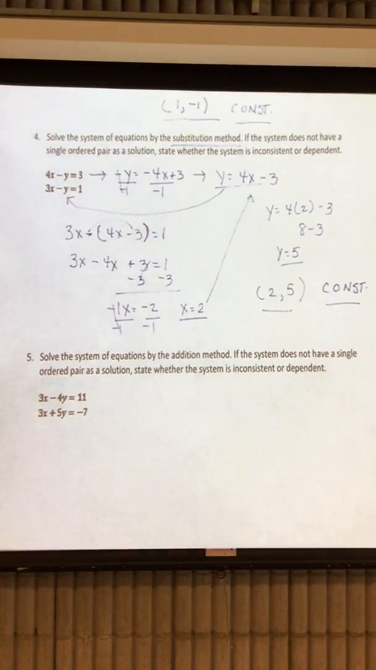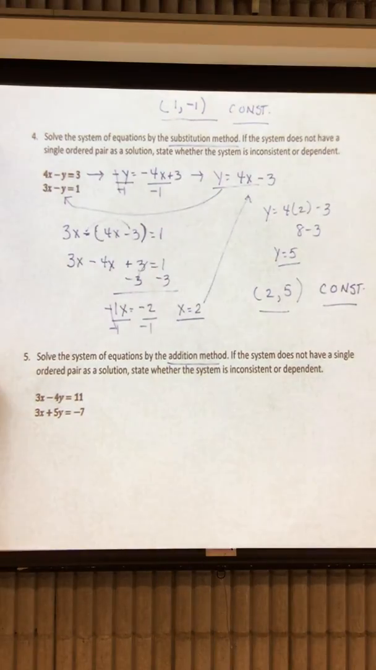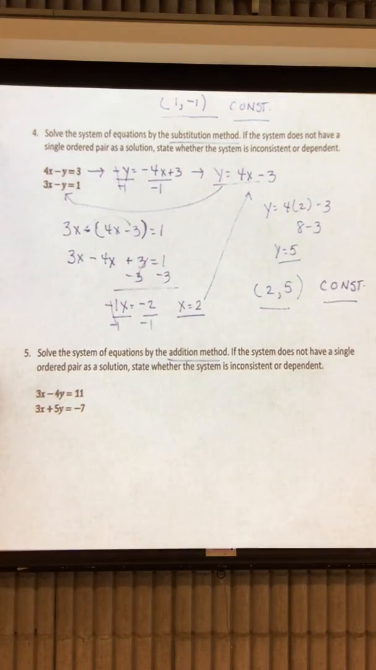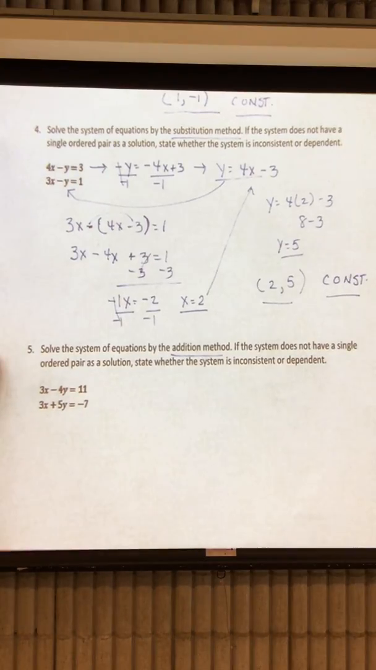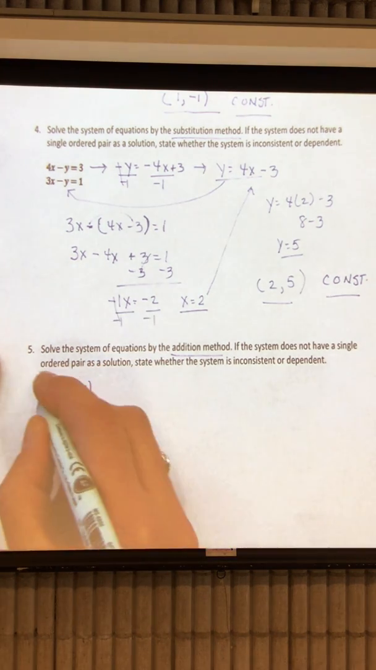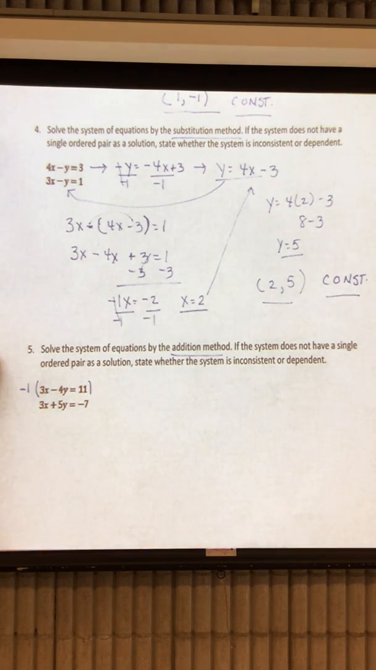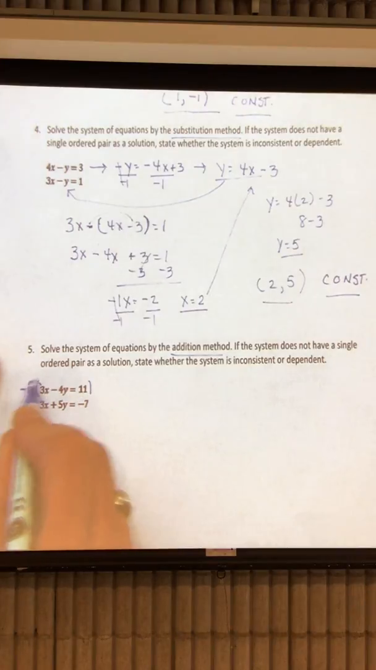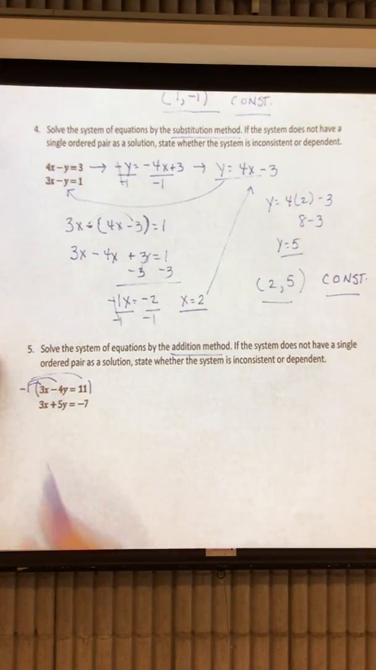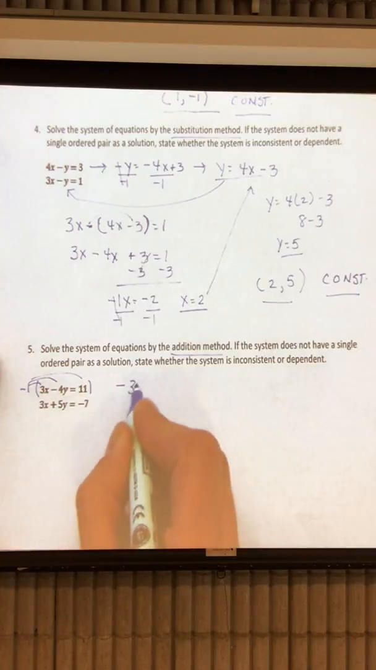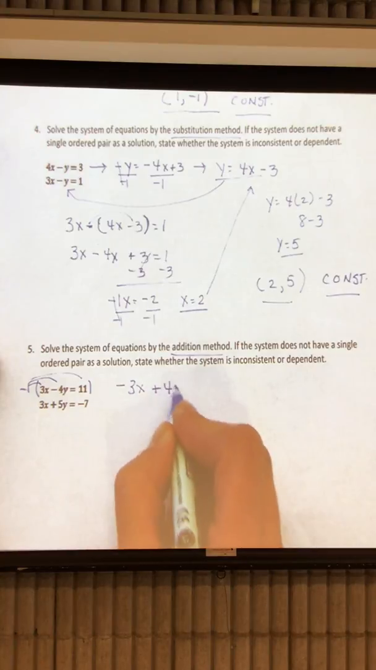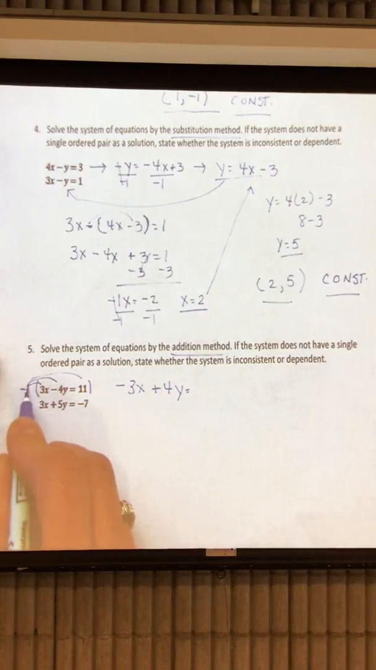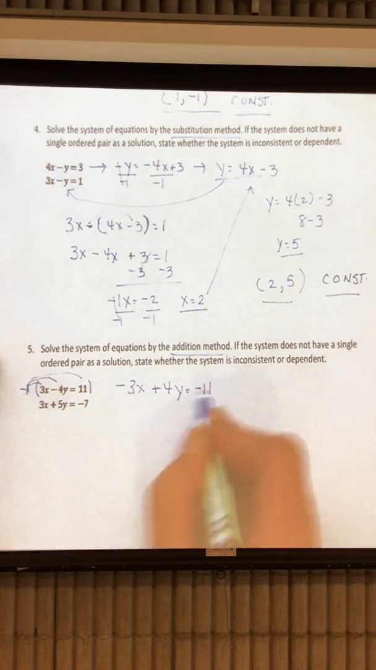And moving on to number 5, let's solve the system by the addition method, which is also called the elimination method, which means you want to eliminate one of the variables. So if we multiply the first equation by -1, that will eliminate our x variable. So let's distribute -1 to all three terms. -1 times 3x is -3x. -1 times -4 is positive 4y, is equal to -1 times 11, which is -11.